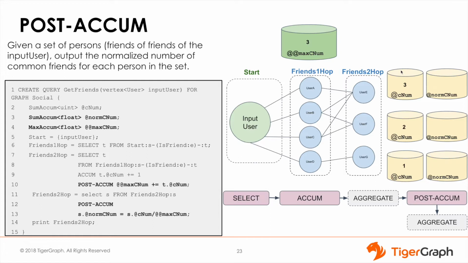Next, on line 11, we select S, which is all the source vertices from our friends two hop vertex set. Then on line 13, we use the SumAccum cnum from our last select statement and divide it by the global accumulator to get the normalized number of common friends for each target vertex. The values are stored in each vertex's norm cnum accumulator, and they can be immediately accessed after updating.